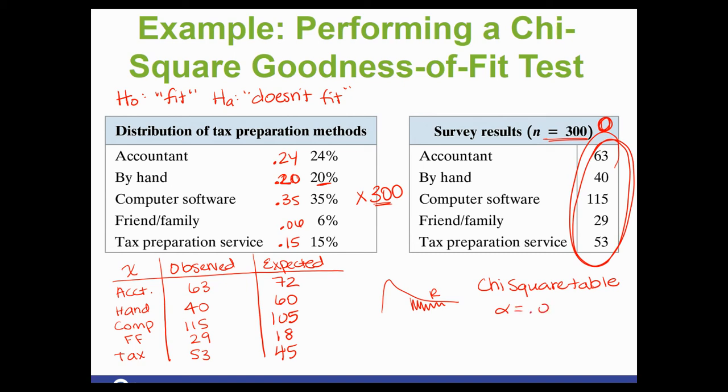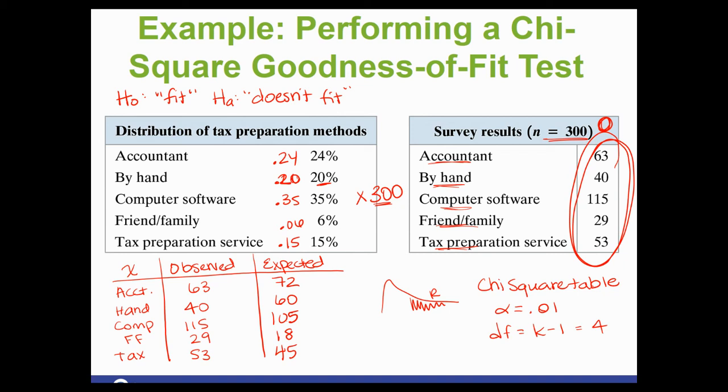We need the alpha that was given to you. So in this problem, it was 0.01. And the other piece we need is degrees of freedom, which can be found from k minus 1, where k is your categories. So categories meaning accountant, by hand, computer software, friends and family, tax preparation. So there's 5 categories. 5 minus 1 is 4. So those are the 2 numbers we're going to use on our chart.